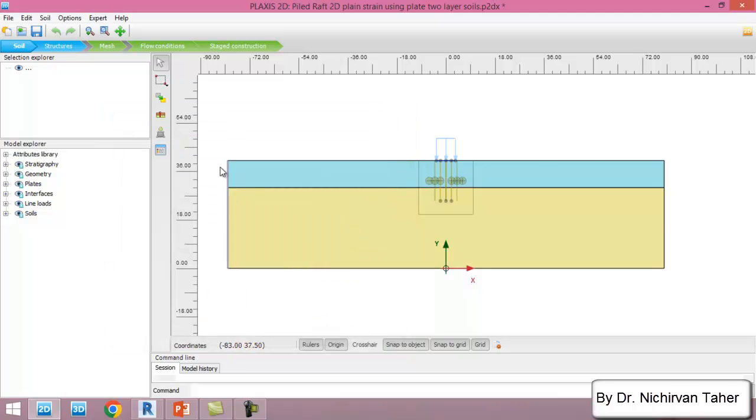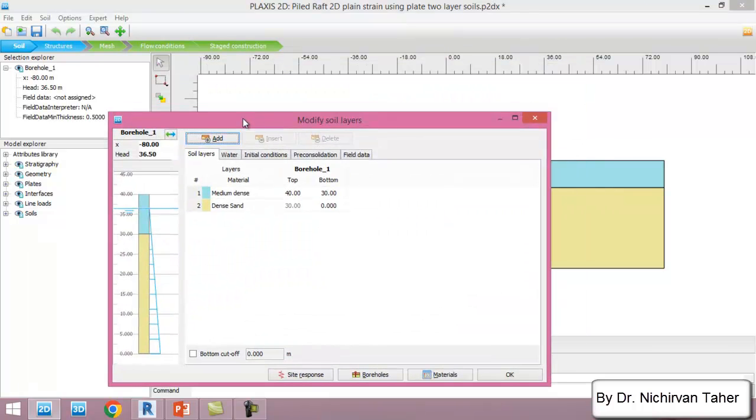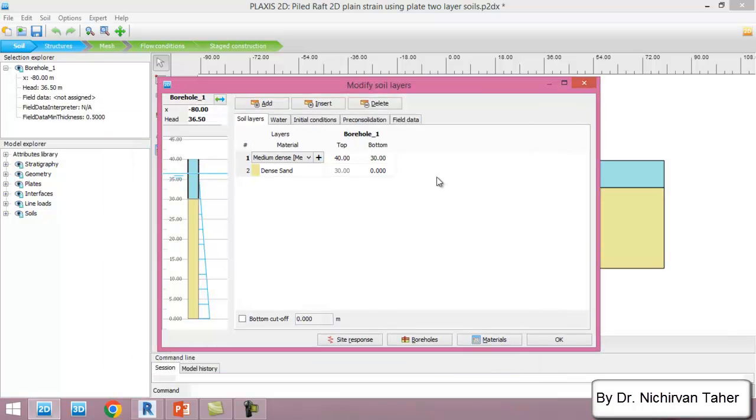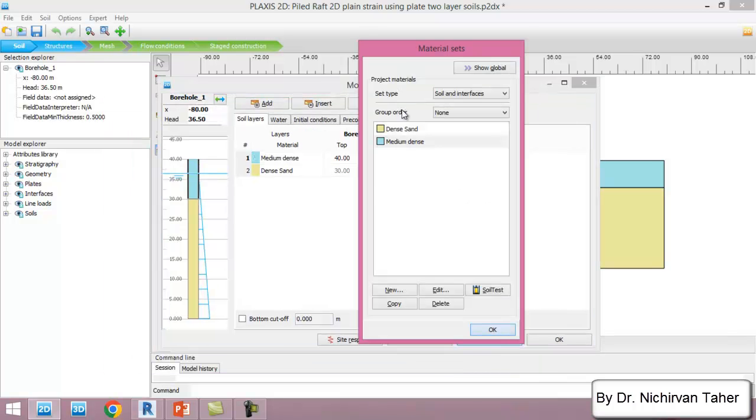So after defining the soil geometry, we have to define the borehole, create borehole. We defined it before. This is the borehole. It contains two soil layers. The first one is 10 meters and the second one is 30 meters. The water is located at 3.5 meters below the ground level, and also I want to show you the properties of each soil material.